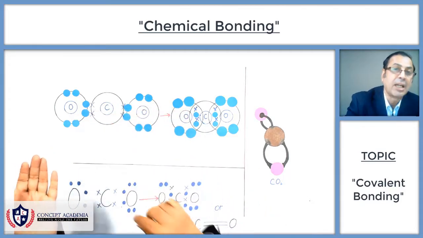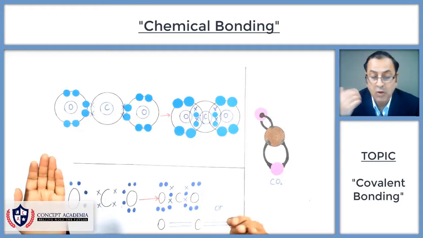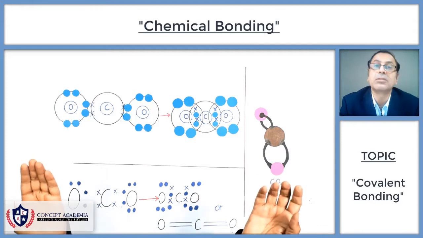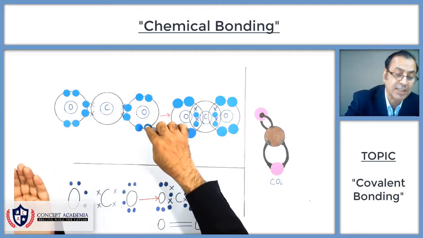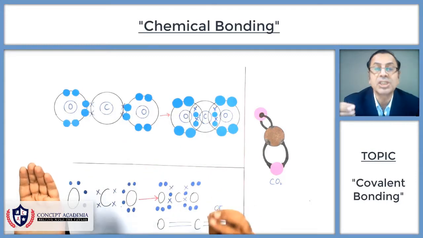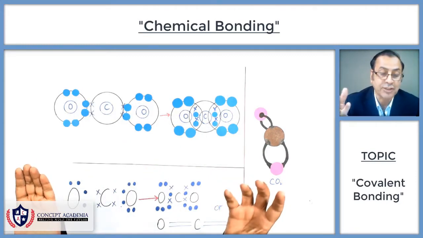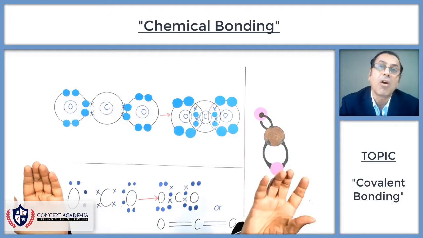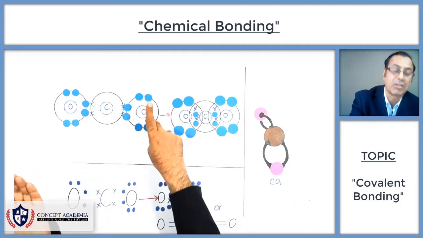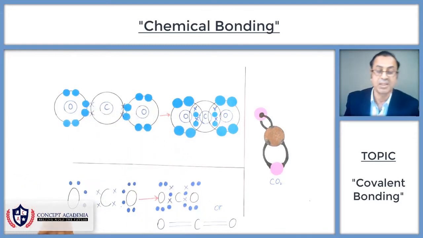Oxygen belongs to group 6, so it has 6 electrons in its last shell: 1, 2, 3, 4, 5, 6. So oxygen needs 8 electrons. To get 8 electrons, oxygen needs 2 more electrons. So each oxygen will make 2 bonds, and carbon will make 4 bonds.